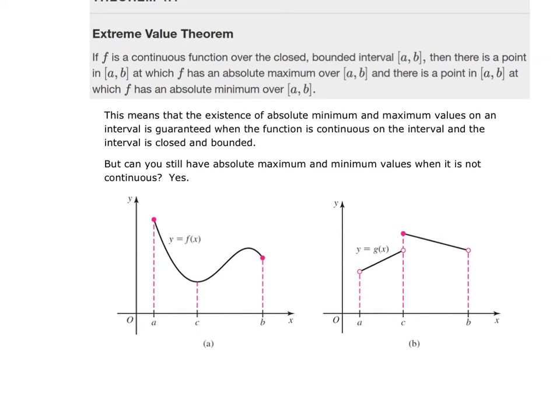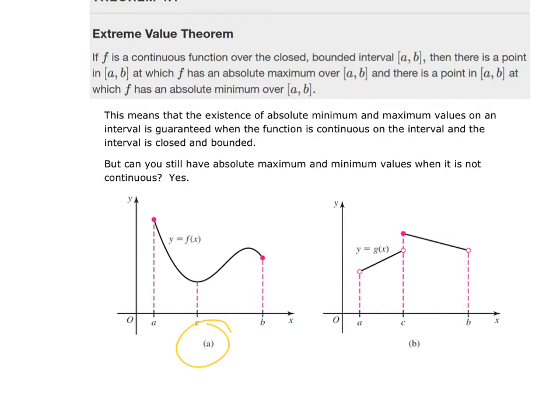Can you still have absolute maxima and minimas when it's not continuous? Oh, absolutely. So I take a look at B here. My first one satisfies everything that I need. This graph is bounded. It is closed because I see the dots are included on both endpoints. And it's continuous. On B, it is not continuous. It is not closed. It is bounded, and I still have an absolute. So I can still get absolutes even though my conditions are not met.